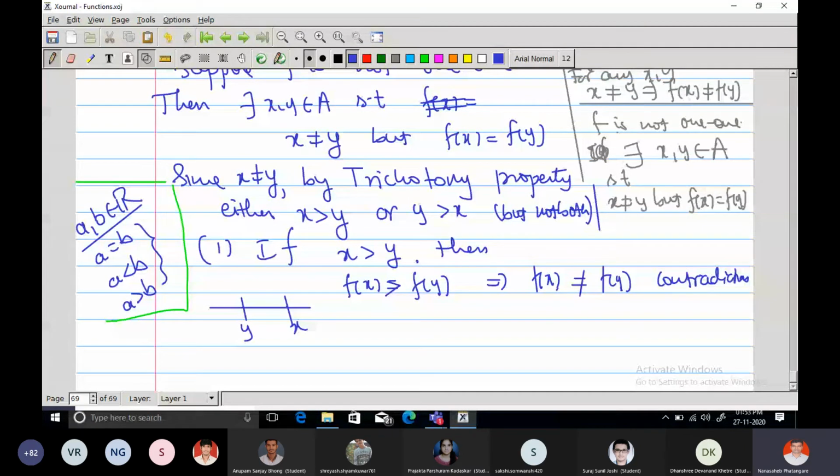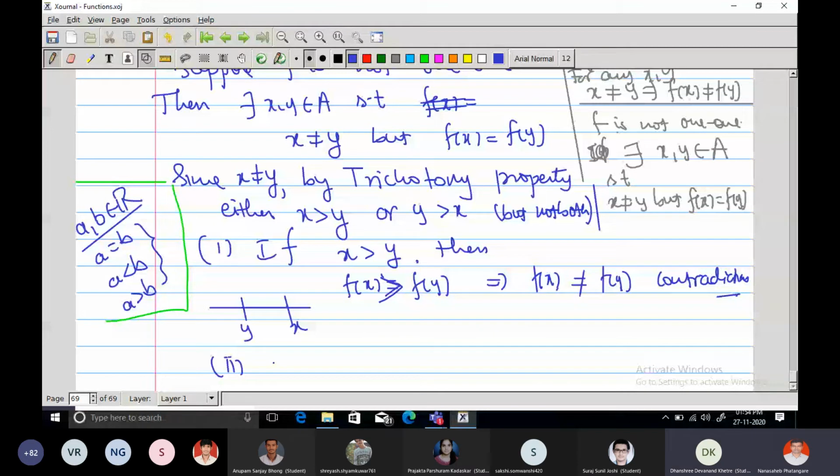Right, because we are assuming that x and y are such that f x is equal to f y. But our basic hypothesis is that the function is strictly increasing. And if x is greater than y, f of x is greater than f of y by increasing nature. So that means f x is not equal to f y. So contradiction. What is the second possibility?